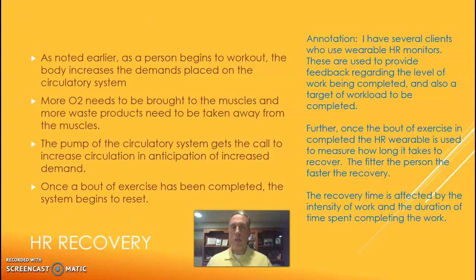So let's take this a step further, right? When a person starts to work out, you have increased demands on the body. So as soon as you start working out, your body is requiring more blood to be circulated, more circulation to blow off waste products, and more circulation to bring nutrients and oxygenated blood to the muscles.